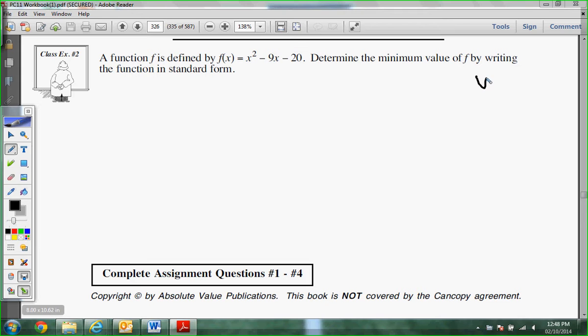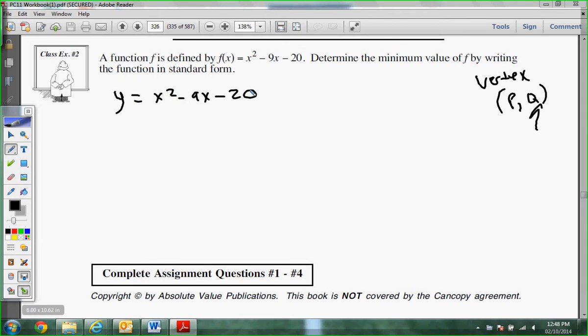Remember the vertex is P and Q. Which one's the minimum? Which one affects the height of the parabola? Which one's the y value? Q. We're trying to find Q. That's all we're trying to do. And when we're in standard form, we like standard form because the Q is right in front of us to see. So that's what we're going for. So, here we go. I'm going to go the way you guys asked.